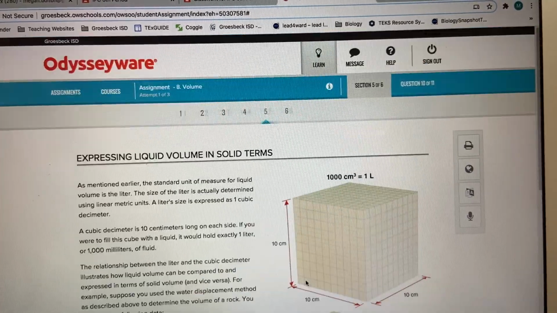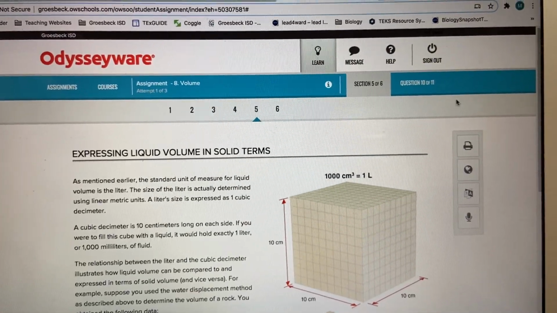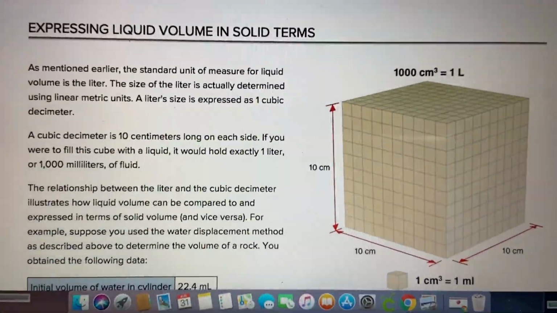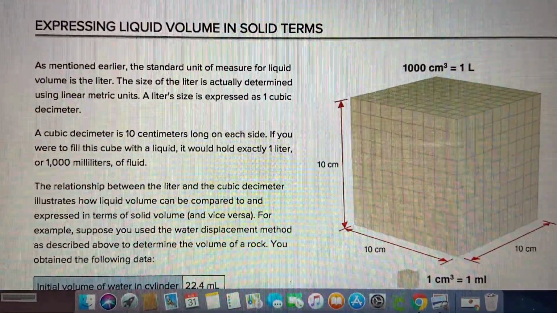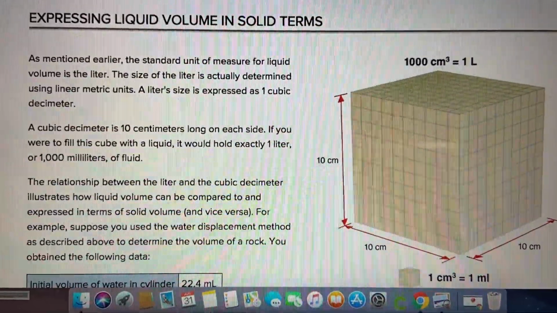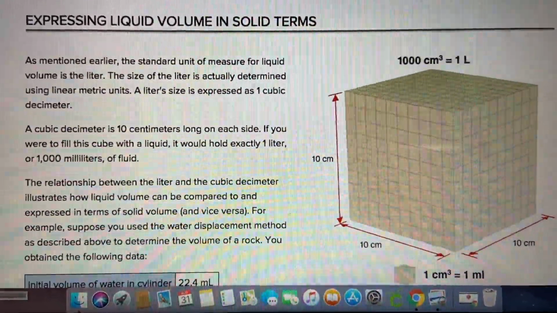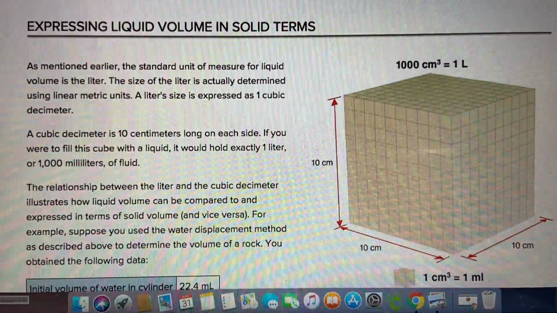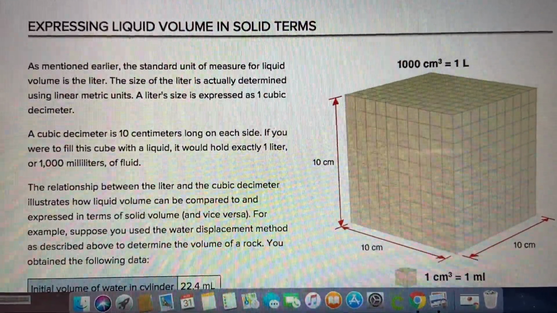Okay, so let's go to the next one. All right, expressing liquid volume in solid terms. As mentioned earlier, the standard unit of measure for liquid volume is the liter. The size of the liter is actually determined using linear metric units. A liter size is expressed as 1 cubic decimeter.